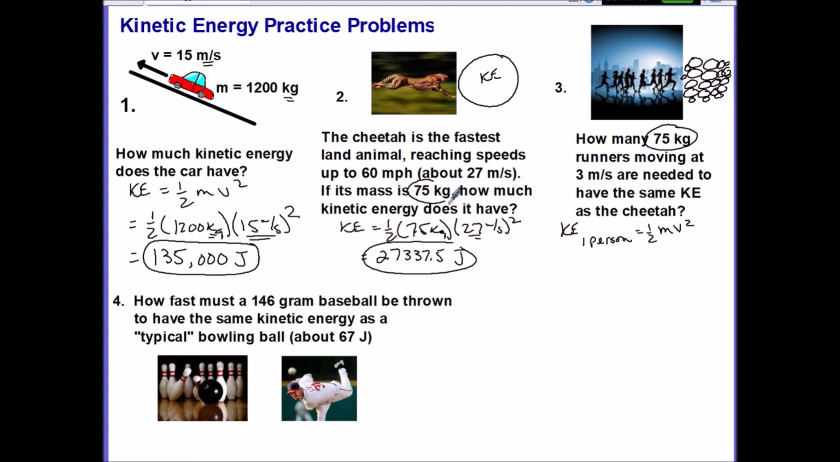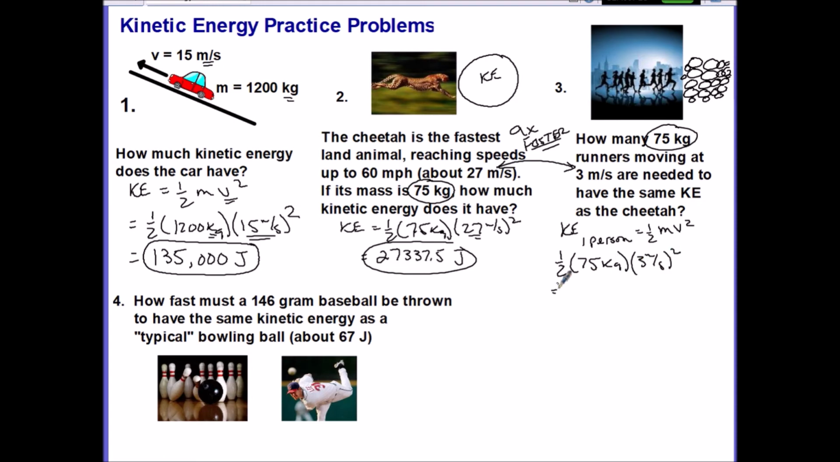We have a 75 kilogram cheetah and a 75 kilogram person. They both have the same masses, and if I look at these speeds, I see that the cheetah is 9 times faster. That means I would need 81 of these people to have the same kinetic energy as that single cheetah. And that's, again, because of the dependence on the speed squared. Now, if you're not sure if you buy that, let's go ahead and calculate the kinetic energy of a single person and see if that actually works.